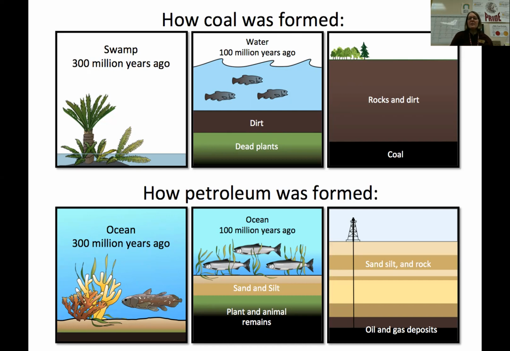Petroleum, which is oil, did the same thing. Once again, you had plants and animals that died, and as more and more layers of sand and silt and rock built up on this, that carbon down there from the dead remains of plants and animals eventually became oil and gas deposits. And yes, same thing: we dig it up, we bring it back up, and we burn it, and we're putting CO2 back into the atmosphere.